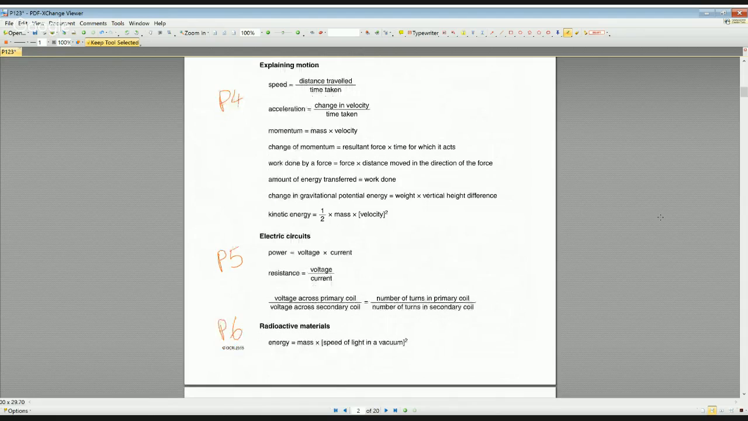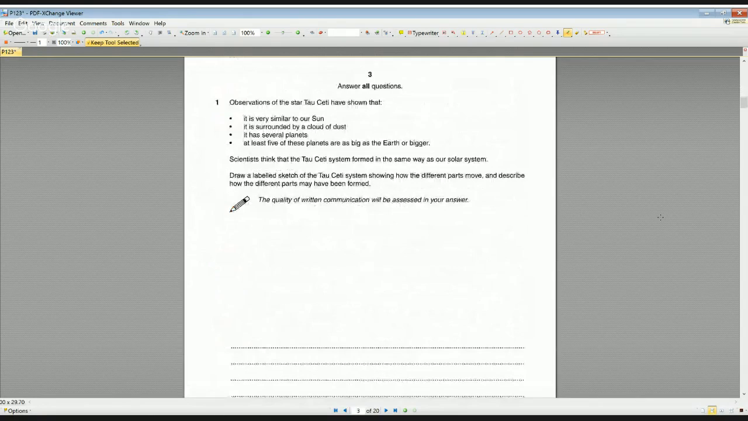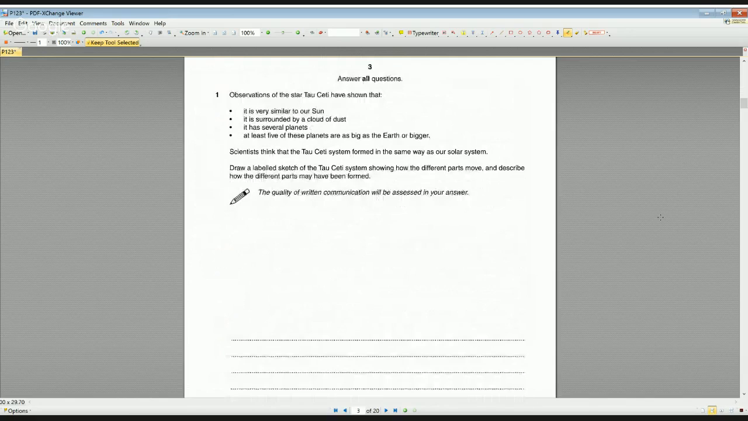Okay, on we go then. So question number one, this has become quite an infamous question. It's a bit nasty for the very first question in an exam paper. OCR do seem to like to start with 6-mark questions. This is a 6-mark question for P1.